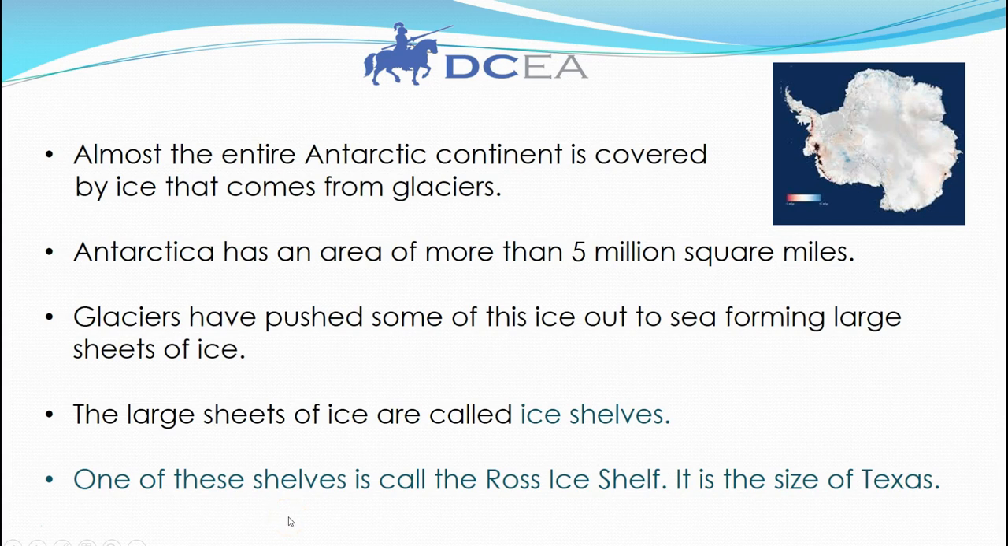Almost the entire Antarctic continent is covered by ice that comes from glaciers. Antarctica has an area of more than 5 million square miles. Glaciers have pushed some of this ice out to sea, forming large sheets of ice. The large sheets of ice are called ice shelves. One of these shelves is called the Ross Ice Shelf. It's the size of the state of Texas.